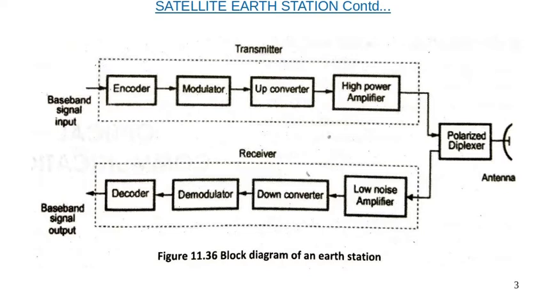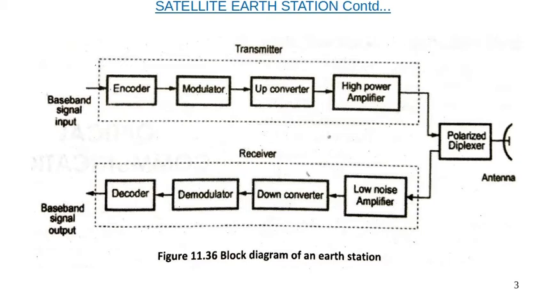Here in this block diagram, we can see we are using a single antenna for transmission and reception. During transmission, the data that comes from the transmitter is directed towards the antenna by using this polarized diplexer. During reception, the data that comes from the antenna is directed towards the receiver section by using this polarized diplexer. So by using a polarized diplexer, we can use a single antenna for transmission and reception. Let's now consider how the transmitter section works.